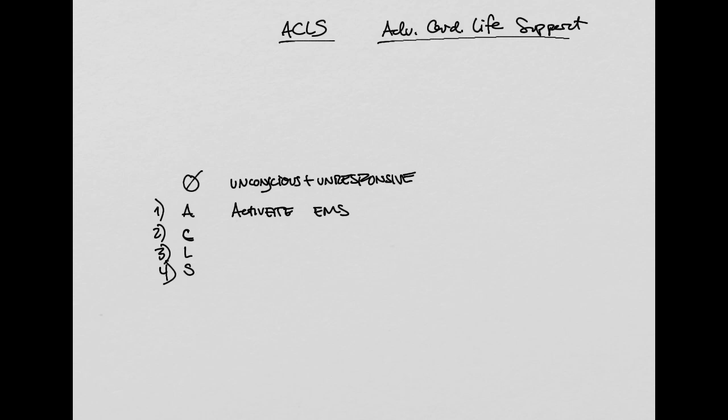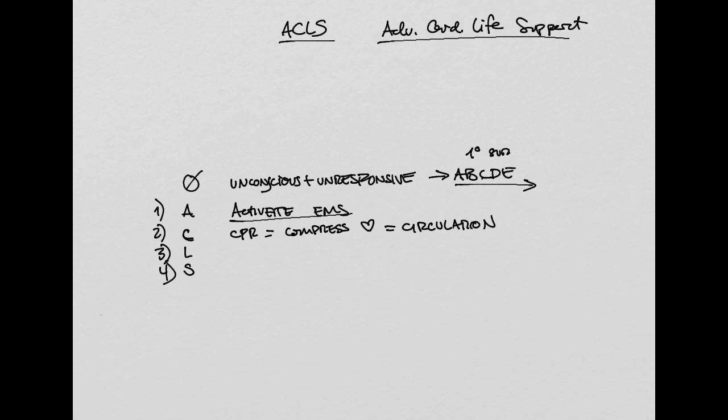So we have A, activate EMS. C, we're going to compress, or CPR. We're going to do the work of their heart. So we're going to help their circulation. And remember, all this is based on A, B, C, D, E. Right? This is part of our primary survey and support. And then airway, breathing, circulation, disability, exposure, right? But that's not the topic of this. Right now we're just talking about ACLS.